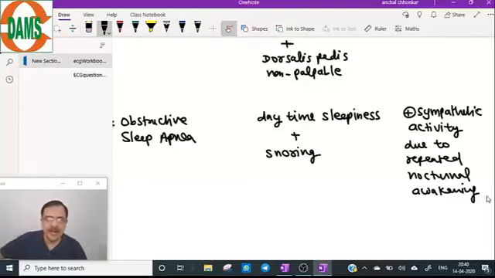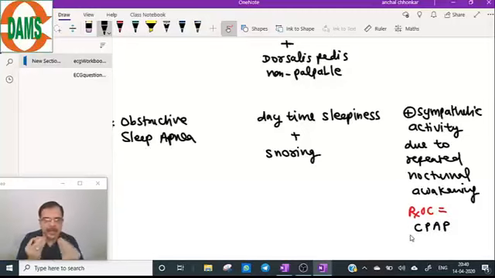So what is the treatment of choice in obstructive sleep apnea, which you will also be discussing in the respiratory classes? There is a machine which gives a positive pressure, so the airway remains open. That machine is CPAP, continuous positive airway pressure.